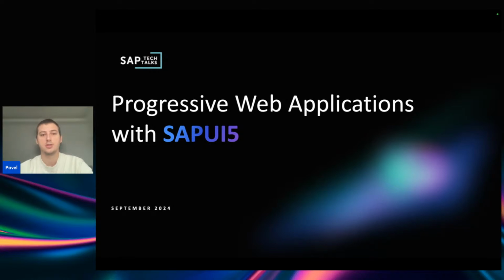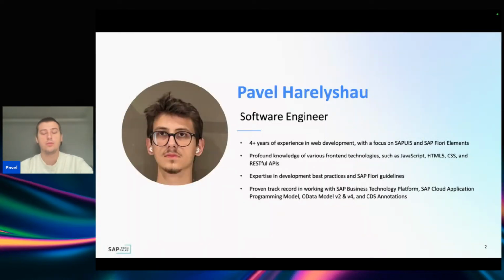So let's get started. Here are a few words about me. I'm a front-end engineer with main focus on SAP UI5 and SAP Fiori elements. Right now, I'm mainly working with SAP Business Technology Platform. I know such front-end technologies as JavaScript, HTML, CSS, and others as well.